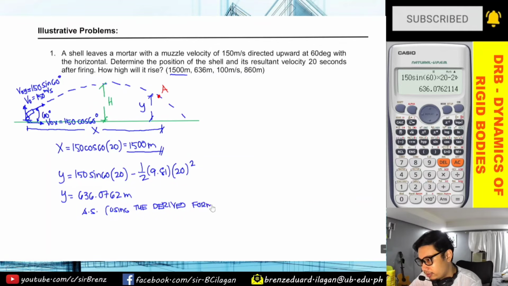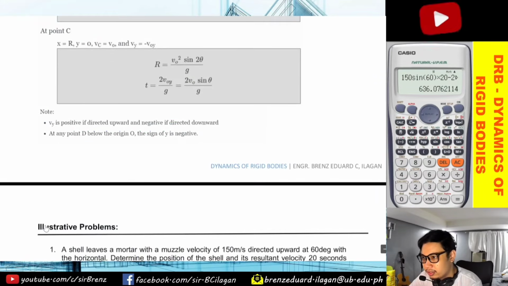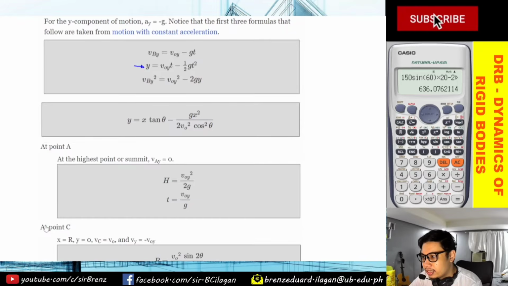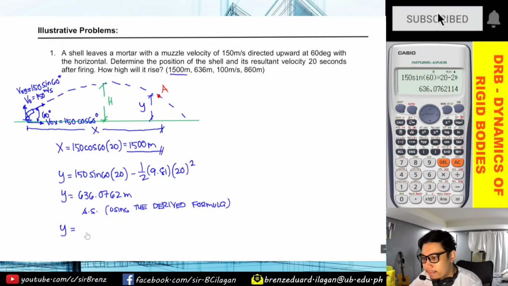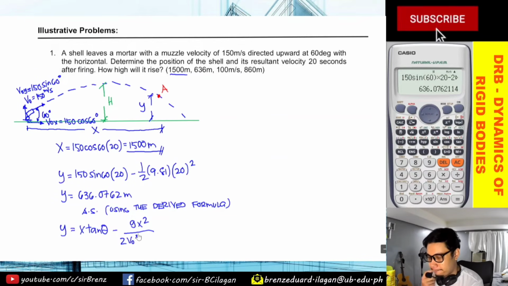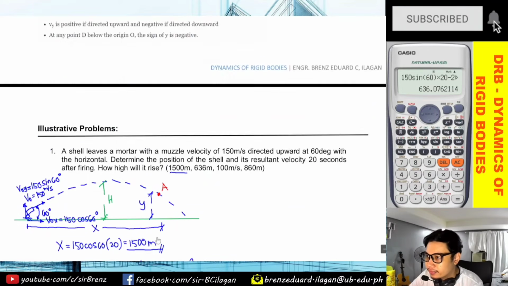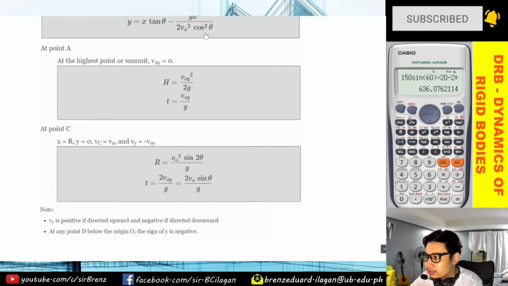Derived formula. So to solve for y, that is equals lang. So ano nga yung formula yun? Hindi ko rin masyado sa ulo. So that is x tangent theta minus gx squared all over 2 initial velocity V0 squared cosine squared theta. 2V0 squared cosine squared. Ayan.